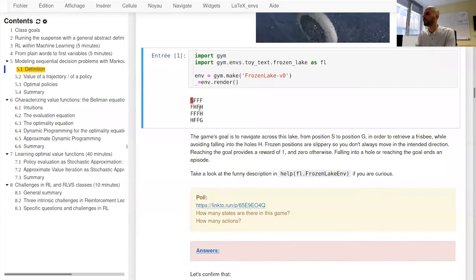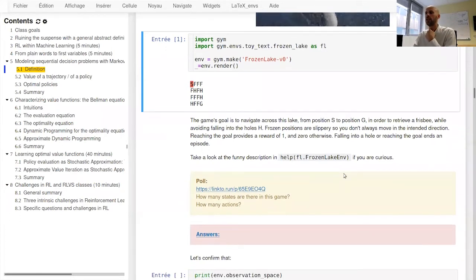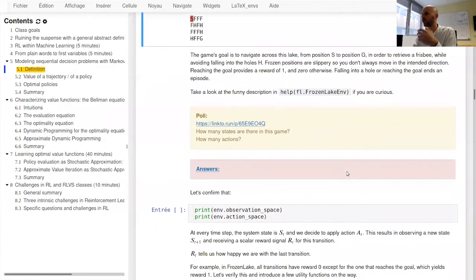It's interesting at this point to notice that falling into the hole doesn't incur a penalty. Falling into a hole just gets a reward of 0. It just finishes the episode. If you're curious, you can take a look at the funny description by calling help of FL Frozen Lake Elf. Right now, we're not going to do it. We are going to move forward. But in case you start this notebook again later, I encourage you to read this.